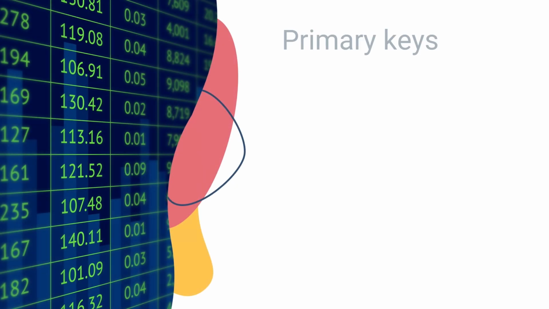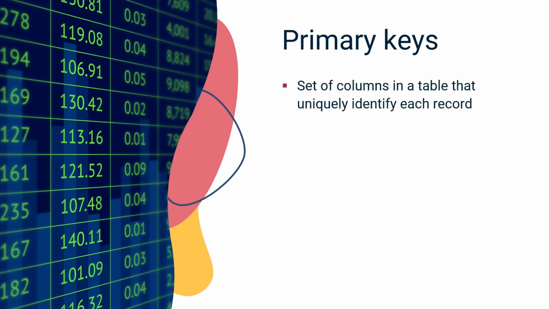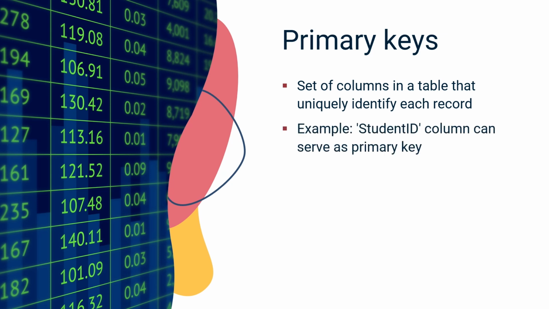To make tables useful, relational databases rely on two types of keys to uniquely identify records and establish relationships between tables. First is a primary key, which is a column or a set of columns in a table that uniquely identifies each record. For example, the student ID column in the previous table can serve as the primary key because every student has a unique ID. Primary keys ensure there are no duplicate records in a table.